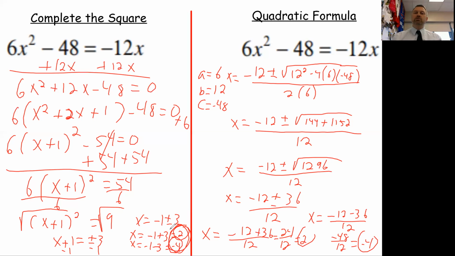Okay, there you go, guys. There's solving a quadratic equation, one by completing the square, one by the quadratic formula.